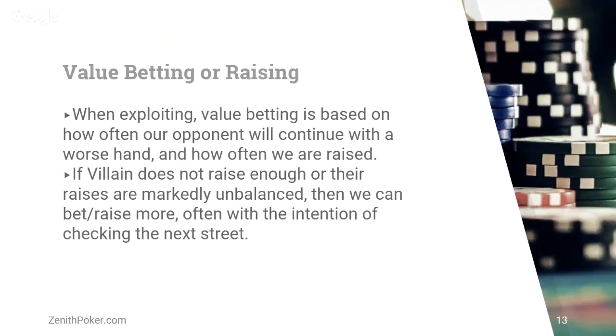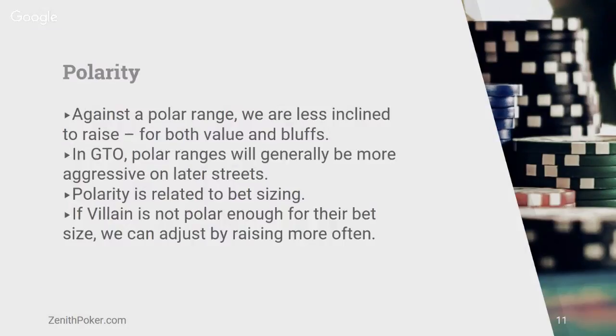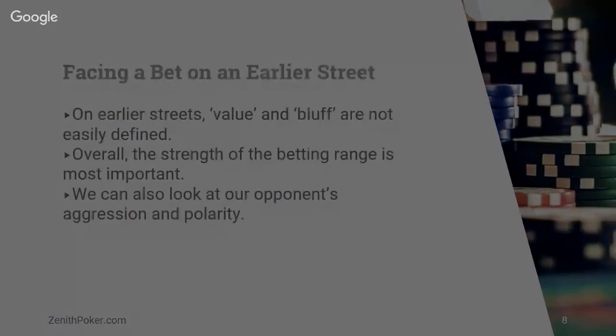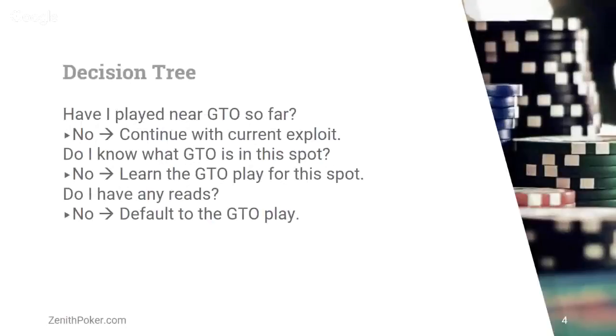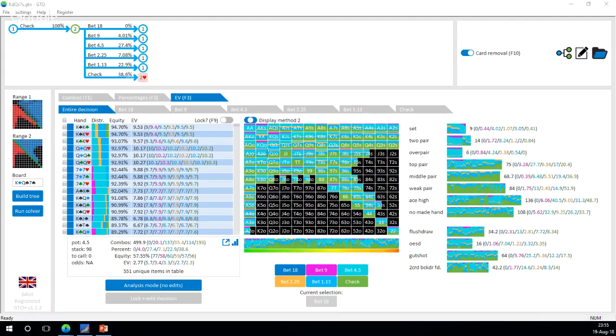All right, so who wants to go first and present their hand history, and then we're going to use this decision tree here and what we've learned so far to try and think a bit better about what kind of exploits we're making. Okay, so who wants to go first?